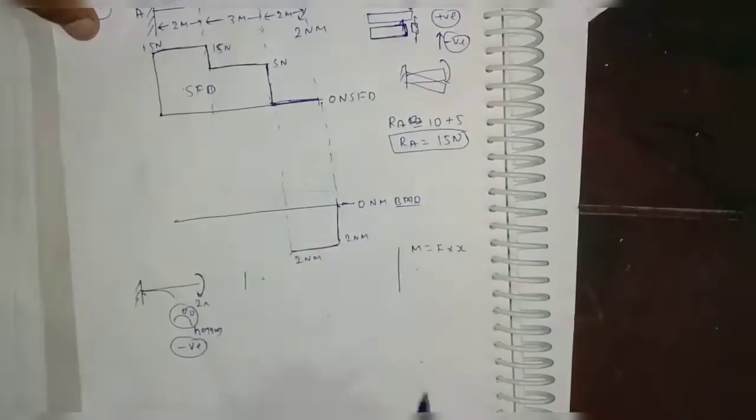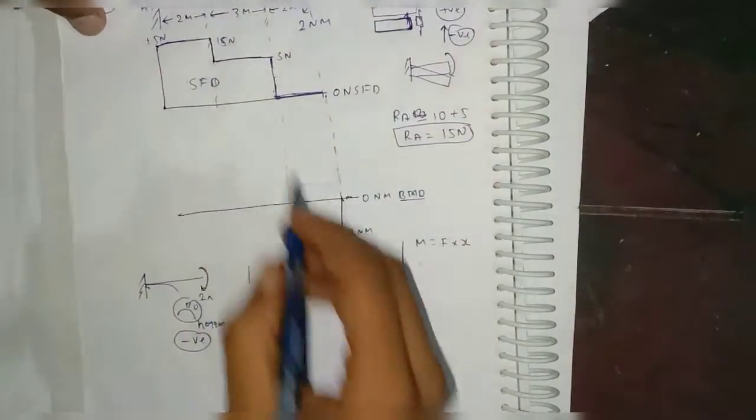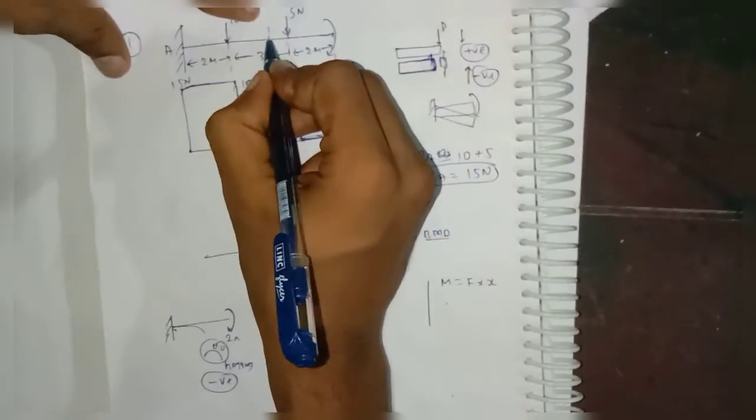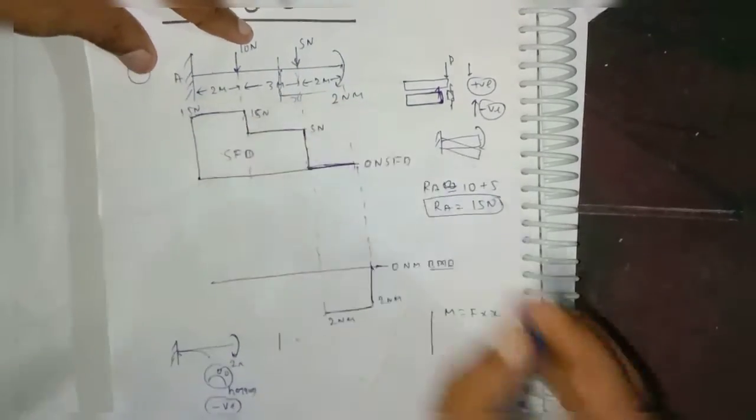Next, suddenly point load is coming, right? So point load is coming. For that, let's assume up here, let's take some length like x. So for this, how to write bending moment?